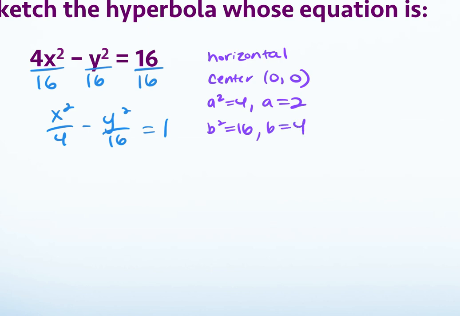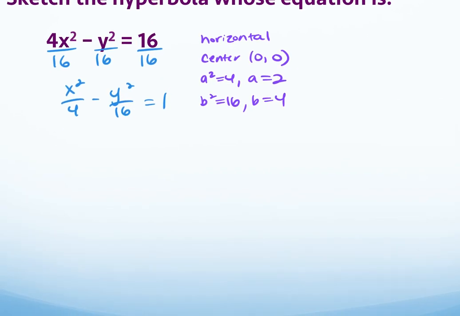I don't need the foci to graph it. If it asks for it, we're going to find that in a minute, but on the next question. But I don't need it. So basically, as long as you get the center, the A, and the B, you've got everything you need to graph.